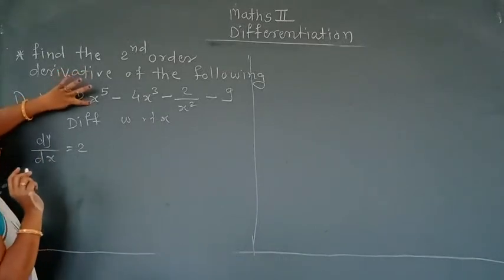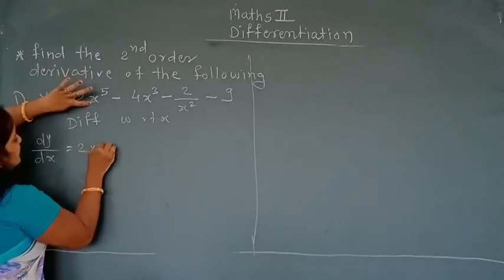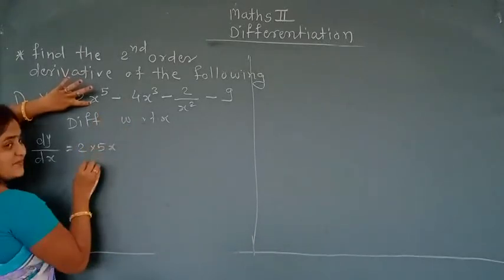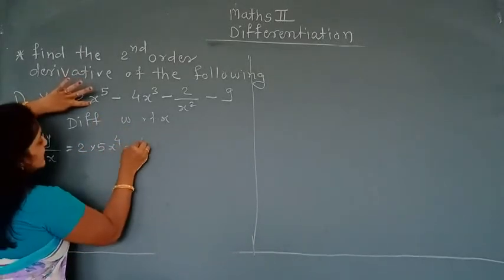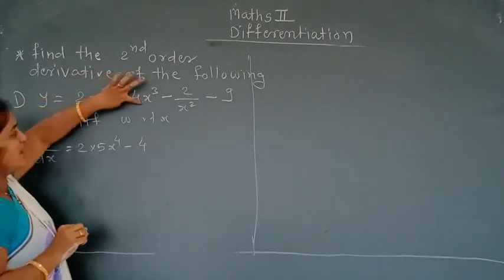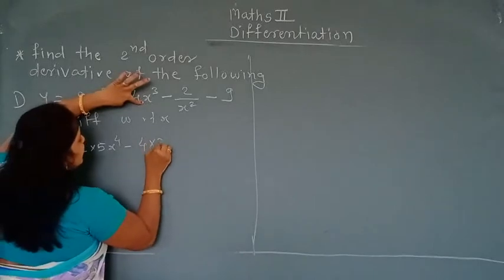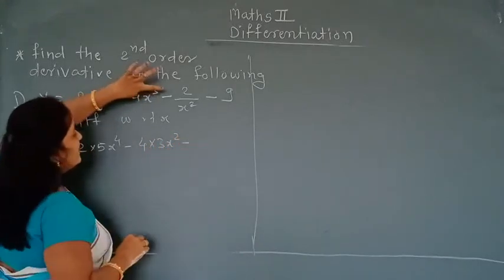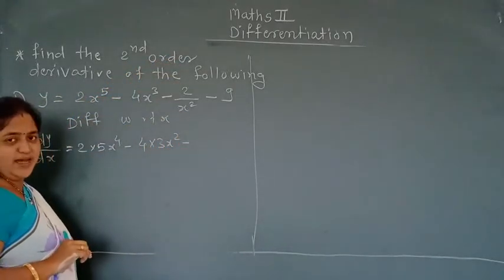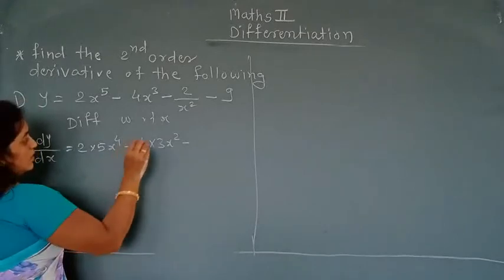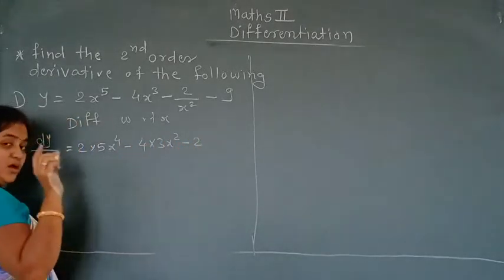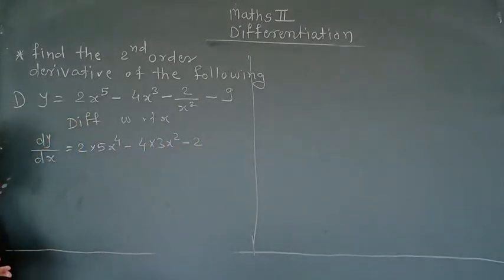So what is the derivative of x raised to 5? 5 x raised to 5 minus 1, which is 4. Minus 4 is a constant. Again, same, compare with x raised to n, so multiply 3x square minus 1 upon x square. So minus 2 is constant, 1 upon x square goes to the numerator. So x raised to minus 2.